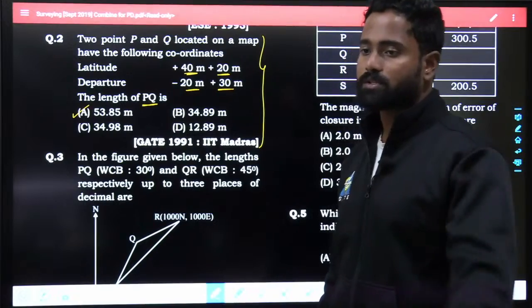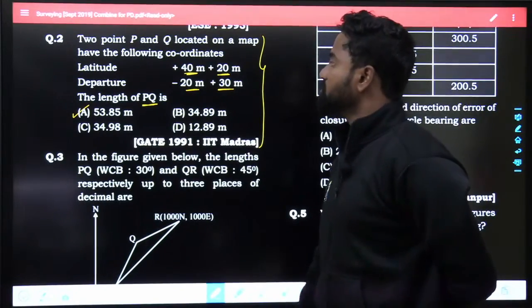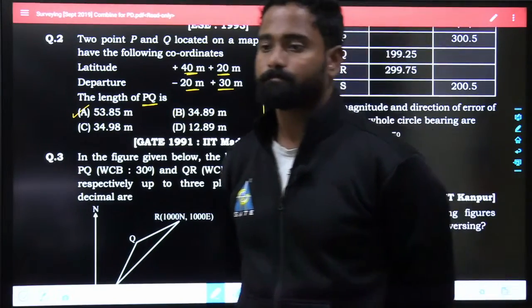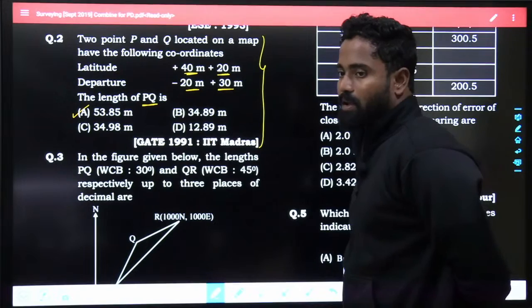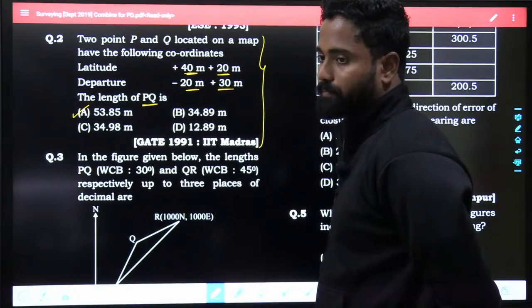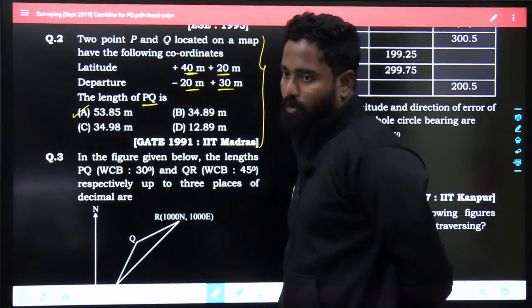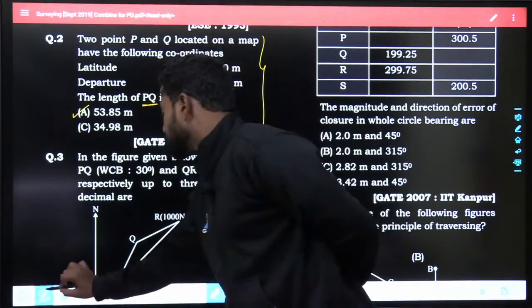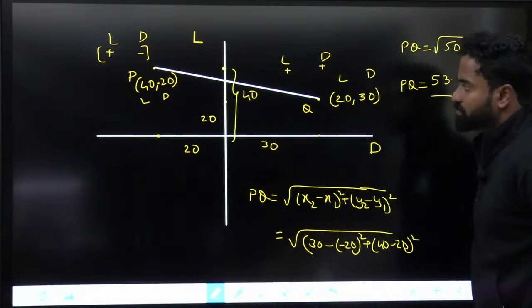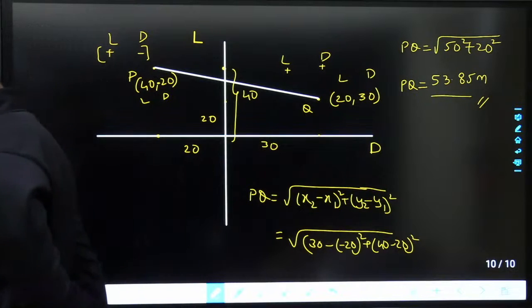Any doubts in this? You can ask me any doubts. Very basic question. Any doubts? Or can I go to the next question? This is the answer for this. Any doubts? Or can I go to the next question? Please let me know.